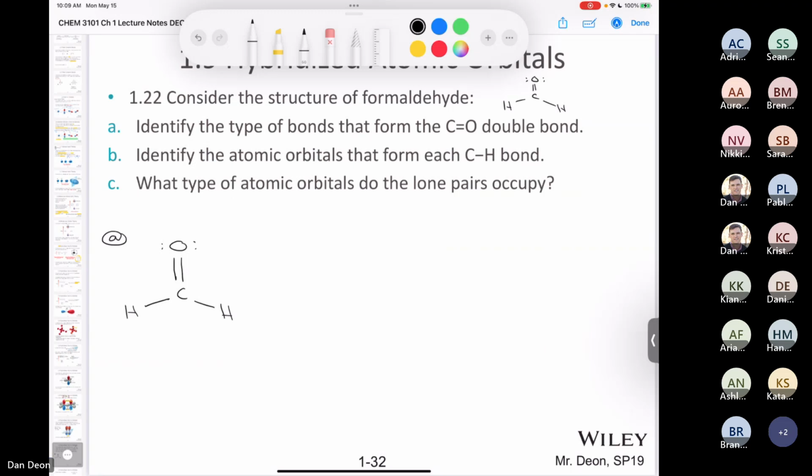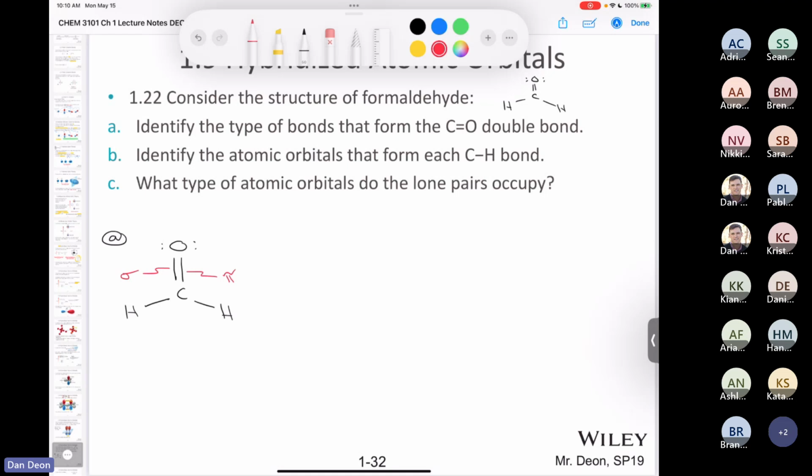Identify the types of bonds that make up the carbon-oxygen bond. Can anybody help me out? What types of bonds make up this carbon-oxygen double bond? It's not a trick question. It's not loaded in any way. There's a pi bond, that's one. What else? Yeah, exactly. It's got a sigma and a pi, right? So the first bond between any two atoms is always a sigma bond. The second bond between any two atoms is always a pi, yep.